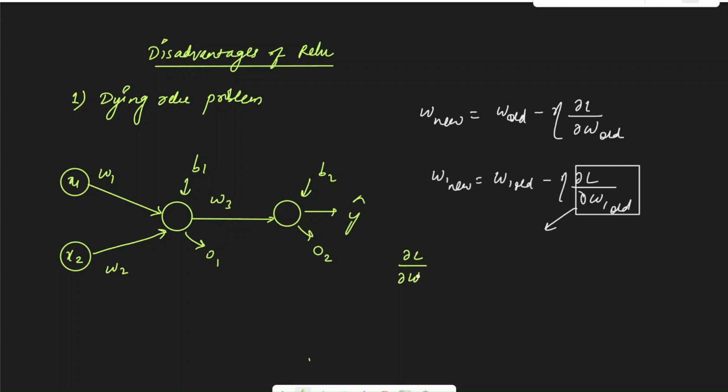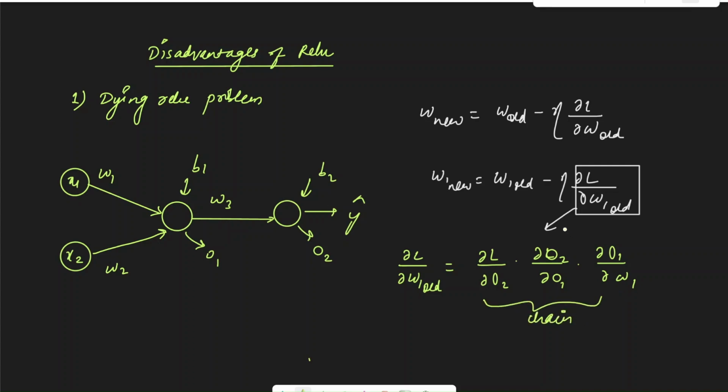So we can write dL, the derivative of the loss function with respect to W1 old, is equal to: the loss is dependent on the final output O2, this O2 is dependent on O1, and then this O1 is dependent on W1. So we write the derivative of the loss function with respect to O2, the derivative of O2 with respect to O1, and then the derivative of O1 with respect to W1.